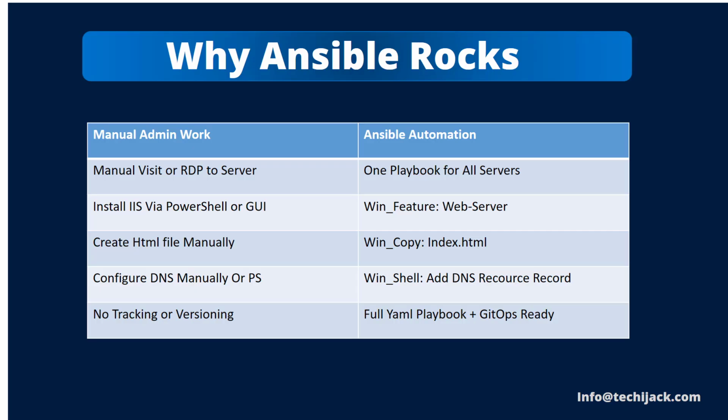But with the help of Ansible, there is one playbook for all servers, and the Windows feature module to install the Windows feature. The win_copy module is used to copy the website. The win_shell module is used to run the PowerShell command to add a DNS resource record, and it is a full YAML playbook plus GitOps ready. So let's see our scenario.